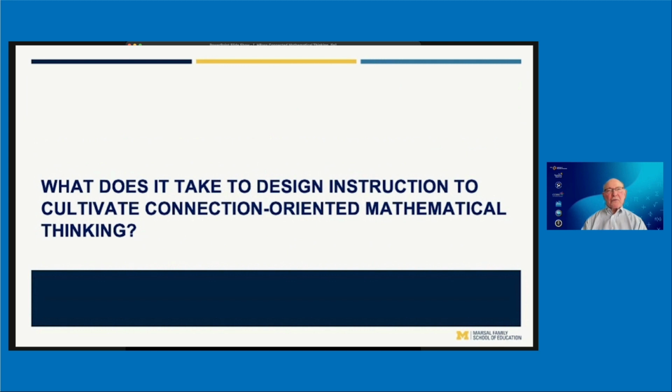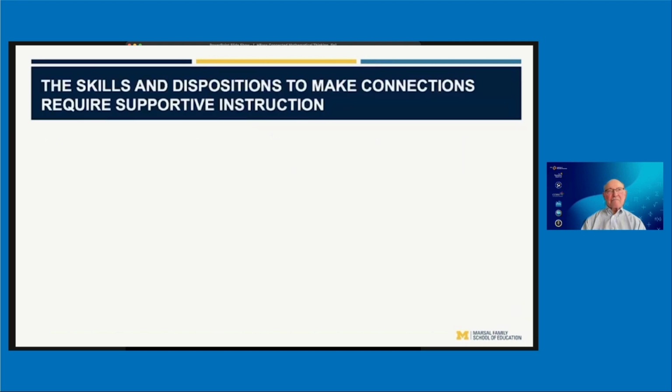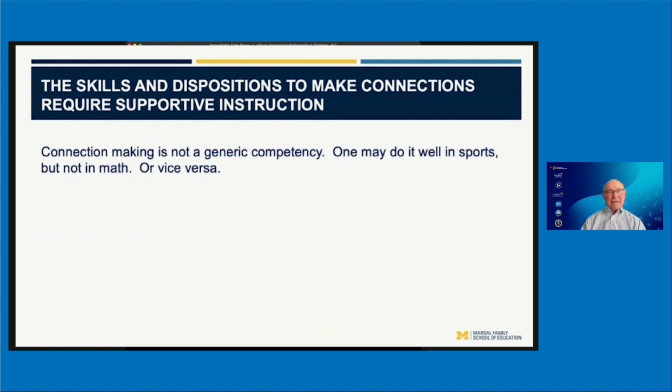So what does it take to design instruction to cultivate this connection-oriented mathematical thinking? For one thing, the skills and disposition to make connections requires supportive instruction. The first comment is that connection making is not a generic competency. It doesn't make sense to say someone is, in general terms, a good connection maker. One may do it well in sports, for example, but not in math, or vice versa.